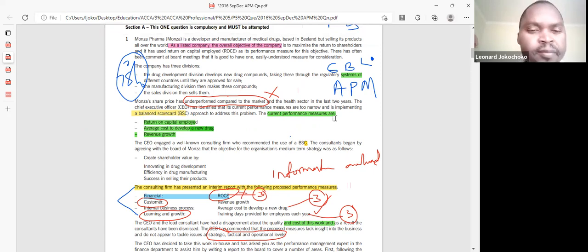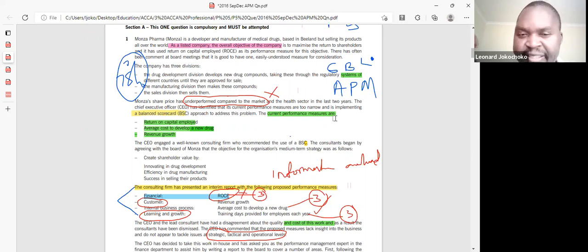Now let's answer the question. Evaluate the current performance measures. Return on capital employed. This is how I write my answer. As Monza is a listed company, their primary goal is increasing shareholder wealth. This will be reflected by dividends and share price changes. So this is my introduction of the answer. I've explained the overall context of the performance measures for a listed company.